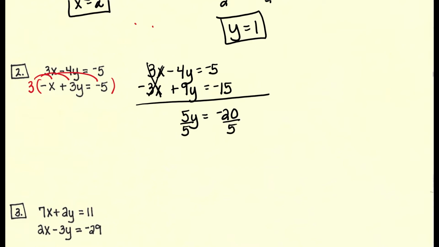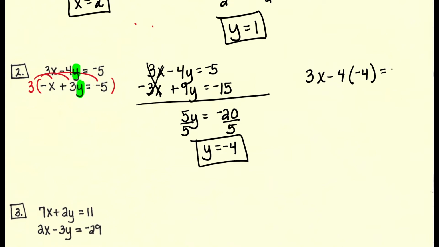Divide by 5, and y is equal to negative 4. Just as in the previous example, once you get that first answer, you're going to go back to one of the original equations and plug that back in. So I'm going to go to the top equation. So I'm going to have 3x minus 4, but where that y is, I'm going to put the y value that I just found, is equal to negative 5.